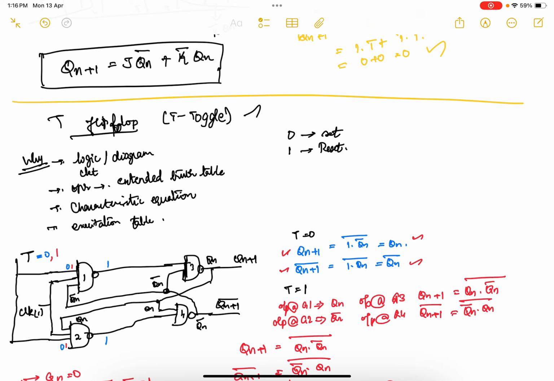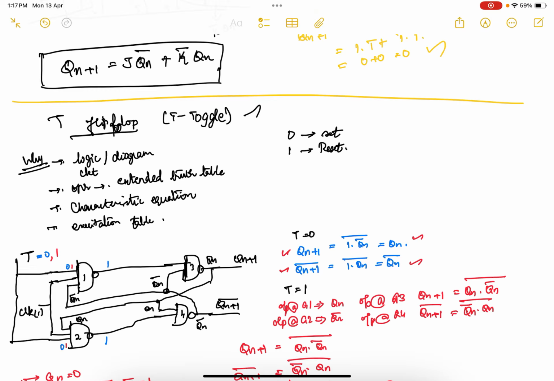So T flip-flop generally stands for toggle flip-flop. Toggling means your present state is going to get toggled based on the value of your t. That is, if t is 0, your present state will be retained as such at the next state, whereas when t equal to 1, your present state gets toggled based on your present state. When t equal to 1, if your present state is 1, it will become 0. When t equal to 1, if present state is 0, your next state is going to become 1.